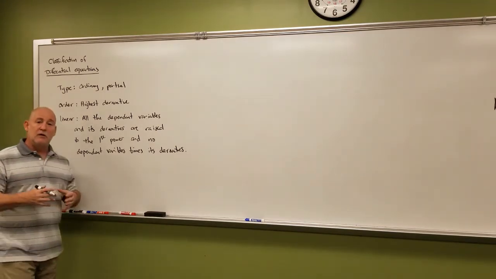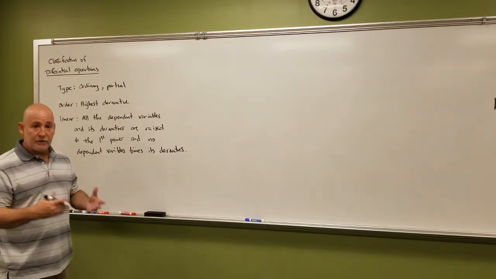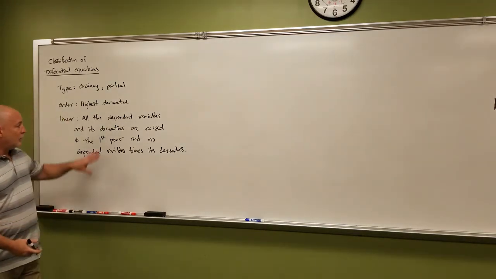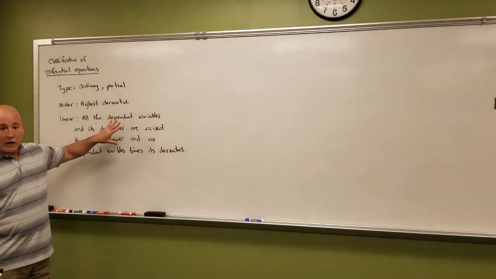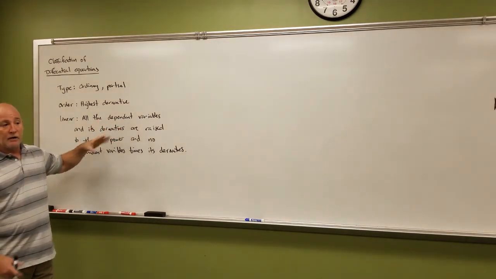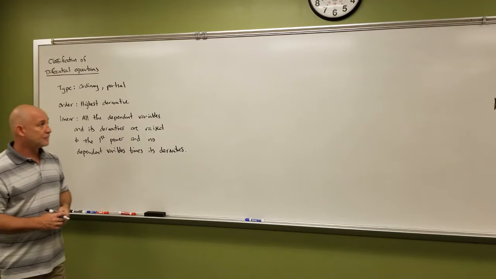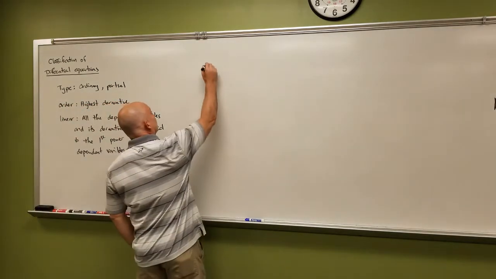So basically, most of the time, y is our dependent variable, x is our independent variable. So one way to read this is all the y's and all the derivatives of y's have to be raised to the first power, no y stuff multiplied together. So let's classify here real quick.